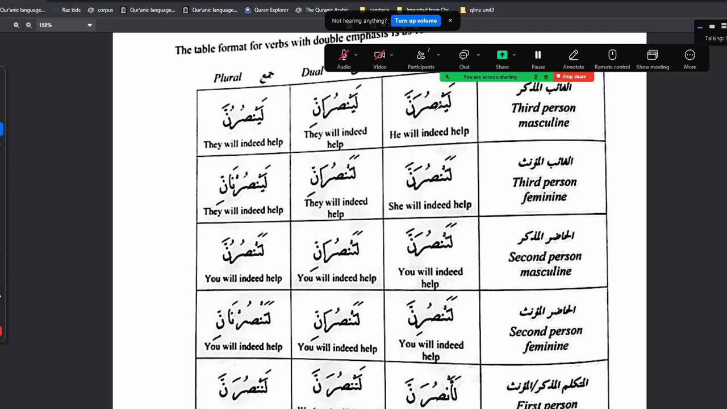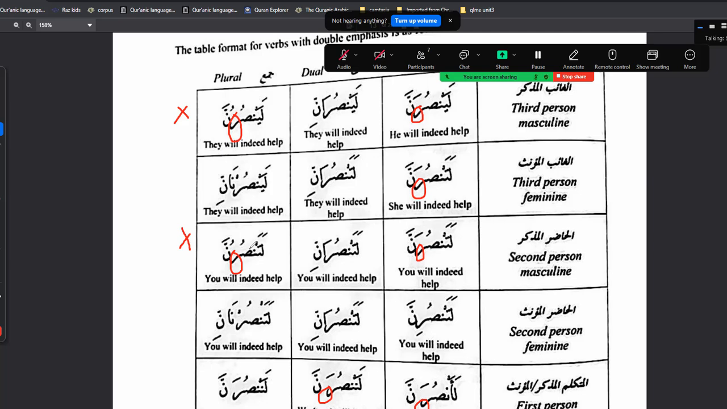The important points to note about the above table format are, the first point says the letter preceding the noon with the shadda carries a fatha for all these: لَيَنْصُرَنَّ لَتَنْصُرَنَّ لَتَنْصُرَنَّ, and then we have لَأَنْصُرَنَّ and then نَنْصُرَنَّ. And the second point is the letter preceding the noon with the shadda carries a dhamma for the second and third person masculine plural. La yansurunna, la tansurunna. So here, the preceding letter will carry a dhamma.